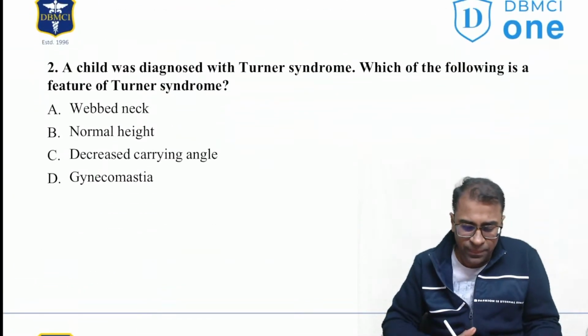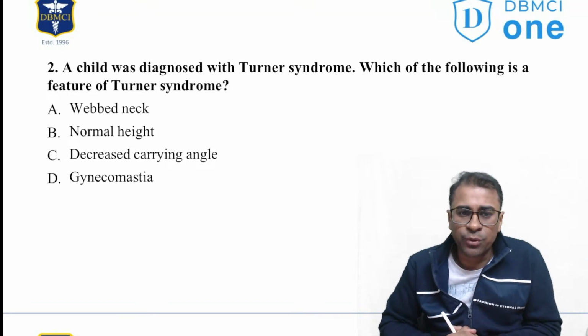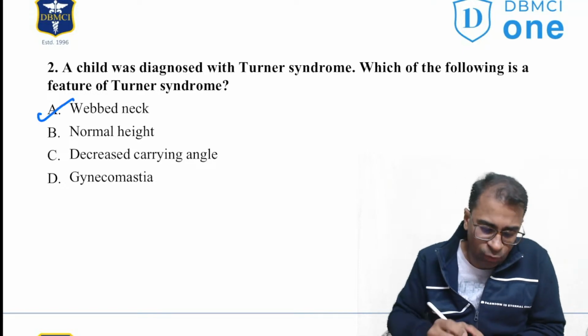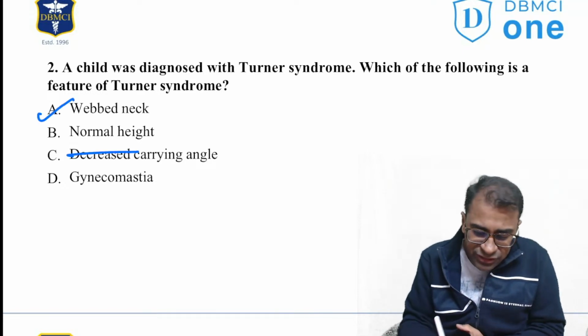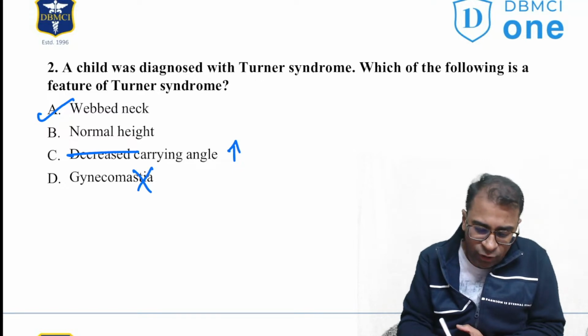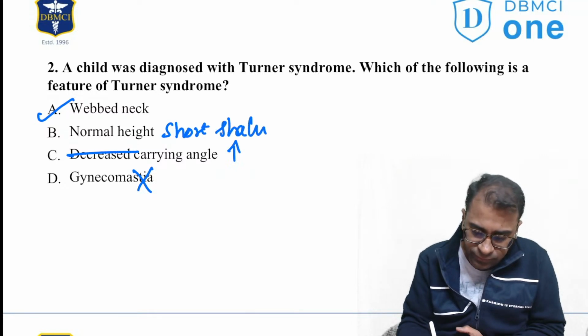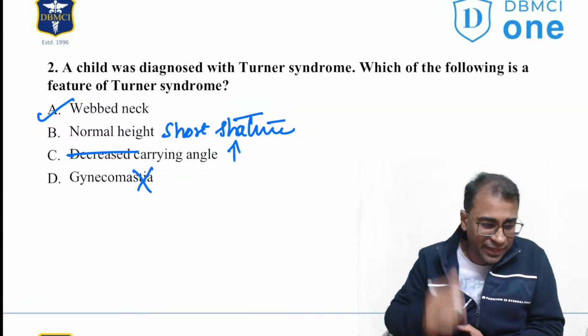Next, look. A child has Turner syndrome. The following will be features of Turner syndrome. Webbed neck, yes, they always have webbed neck. They have increased carrying angle. No gynecomastia, and they have low height, short stature. So the answer is A.